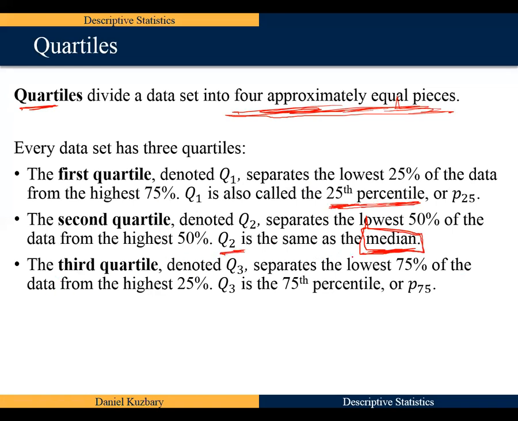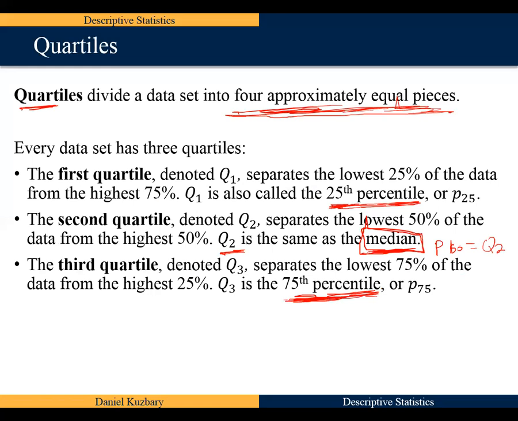The third quartile separates the lowest 75% from the highest 25%, and we can think of Q3 as the 75th percentile, or P75. We can think of this as P50. They're all the same thing. Q2 and the median and P50, they're all the same thing. But quartiles are nicer than percentiles, I think, because most things know how to find quartiles already.